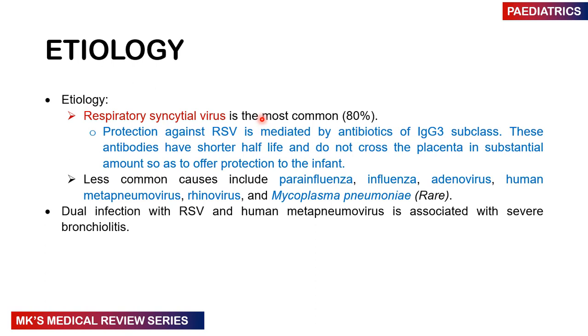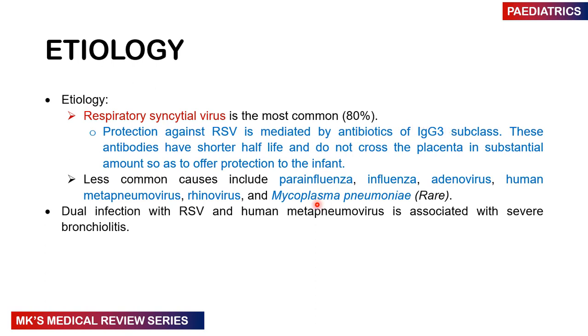Remember that protection against RSV is mediated by antibody IgG class, subclass 3. Of course, these antibodies have a shorter half-life and they don't cross the placenta in a substantial amount to actually offer protection to the infant. That's why infants are predisposed to developing bronchiolitis.